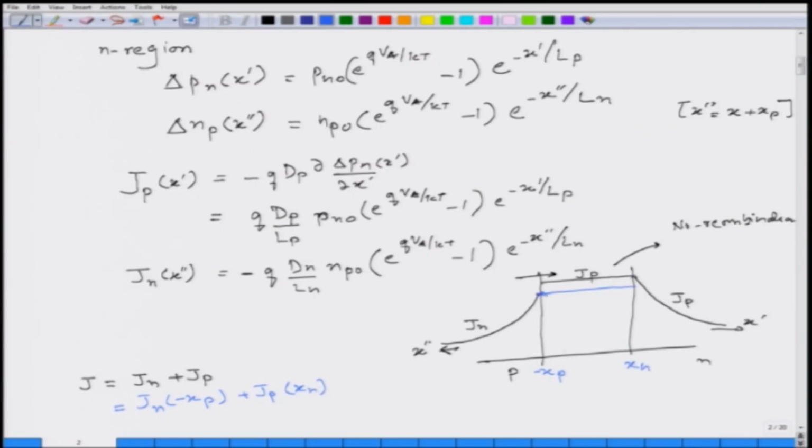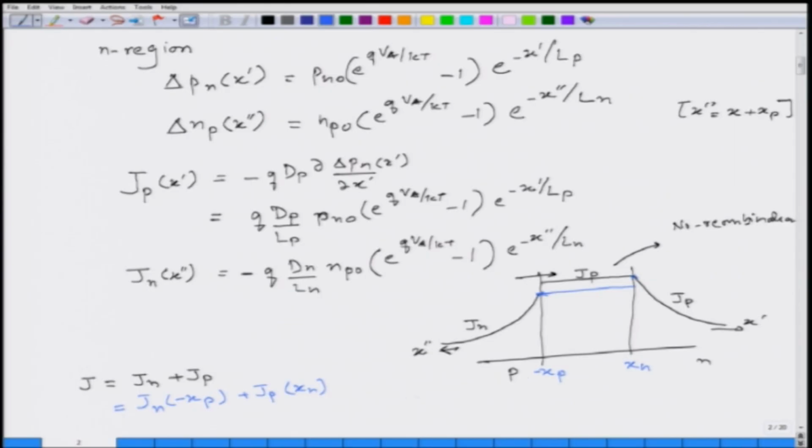If I evaluate the current here, that is the total current, because inside the depletion zone it remains constant. That is the total current that is flowing in the device, and that is what I need to evaluate. So, I will take my current expression and put in the values for x prime and x double prime, such that x is x n or minus x p.